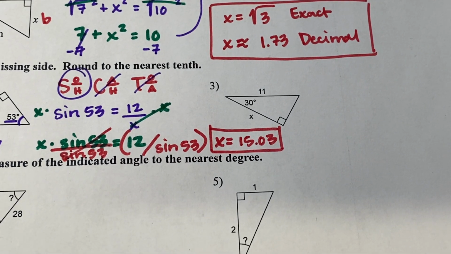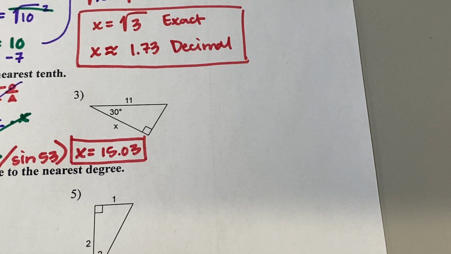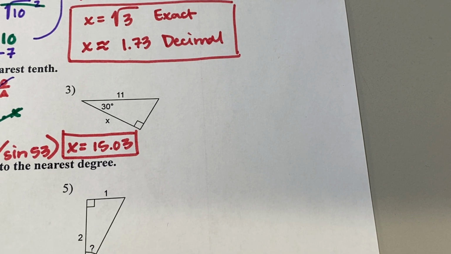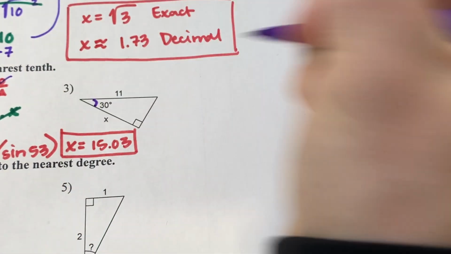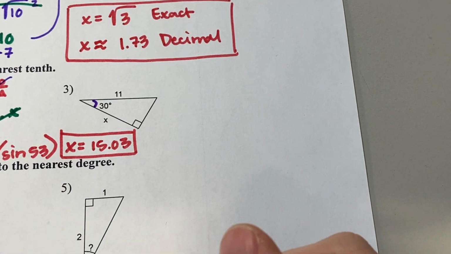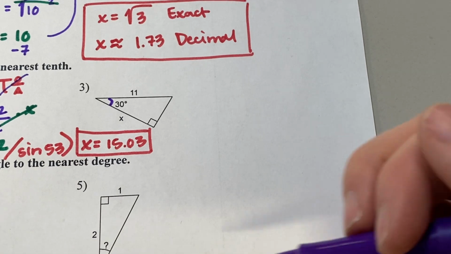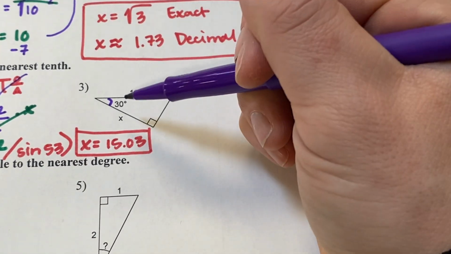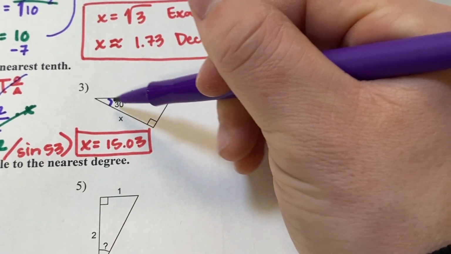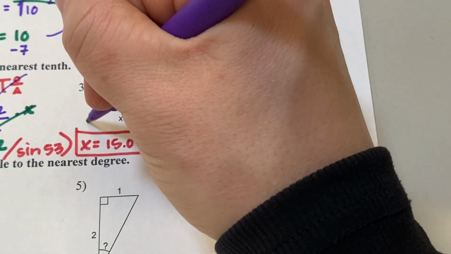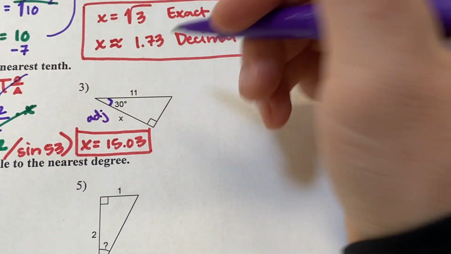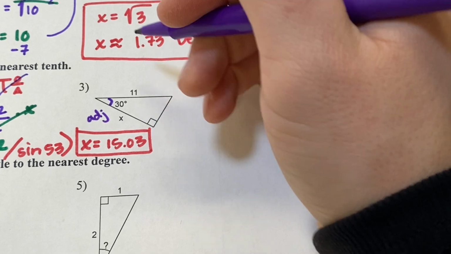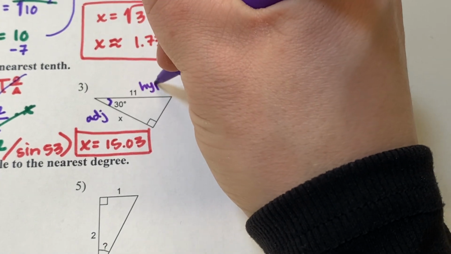Let's try that one again. For number 3, we're still using trig. You are standing at the angle it gives you, so we're standing at 30 degrees. Based on where we're standing, what 2 sides are we working with? We're working with the side that's right next to where I'm standing, so that tells me adjacent. Across from my right angle, again, hypotenuse.